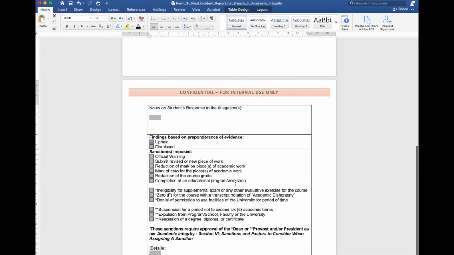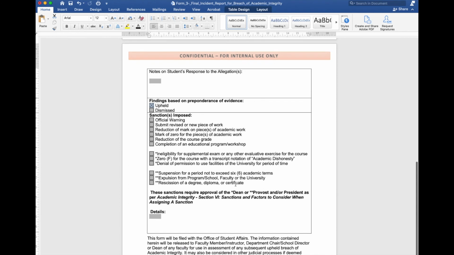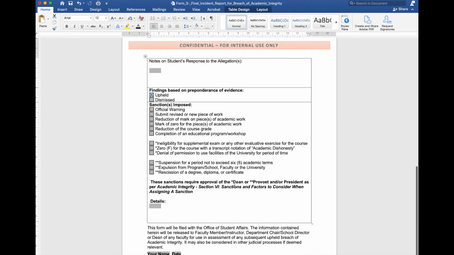For this last step, the first thing you'll notice about the list of sanctions is that they are separated into 3 different groupings. You got 1, 2, and 3. The first set of sanctions are within your purview to implement with no additional approval. If you move beyond the first level and into the second or third group, it would require either the approval of the dean or the approval of the provost and president.